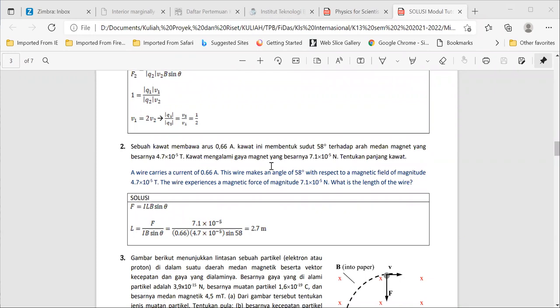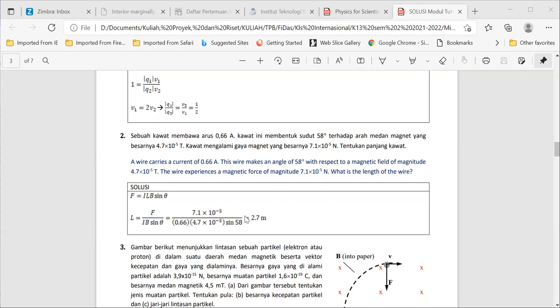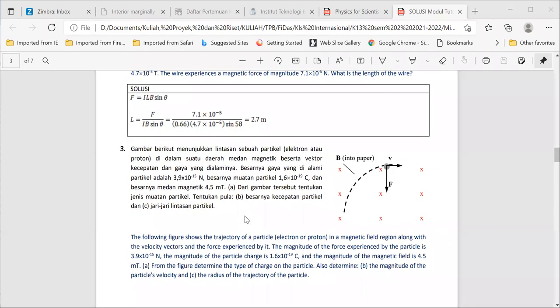Wires carrying a current. Okay. 0.66 ampere. This wire makes an angle of 58 degrees with respect to the magnetic field. Okay. What is the length of the wire? Okay, you just directly use the formulation. Okay, you will get this wire is 2.7 meter. Okay, number 3.